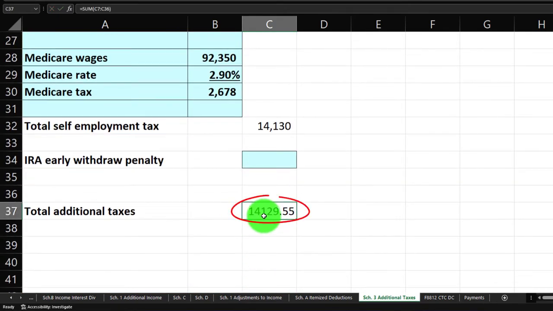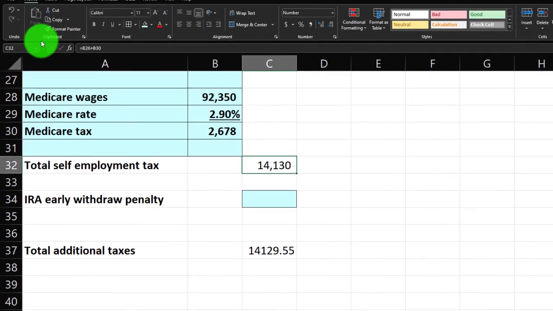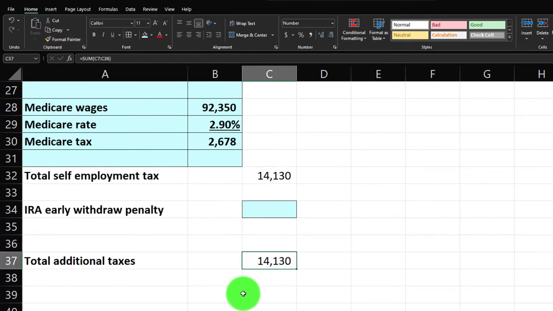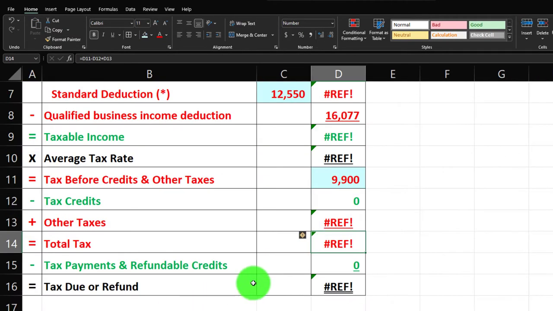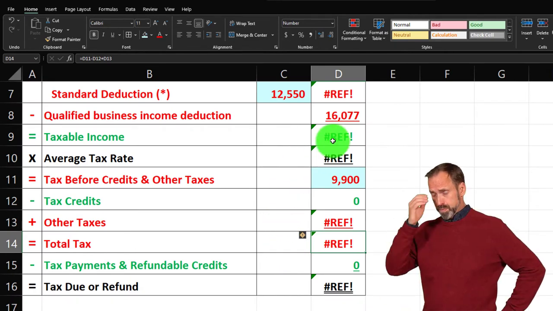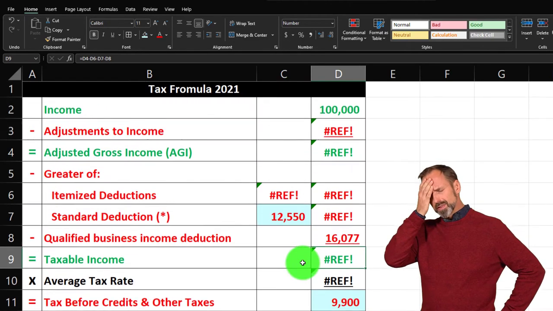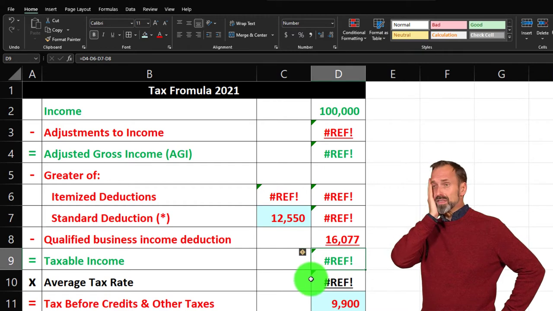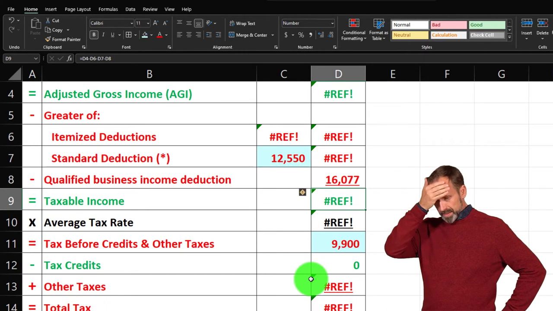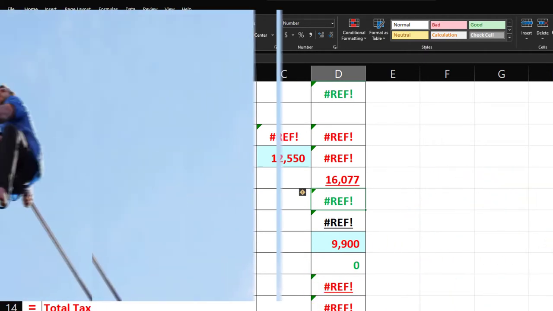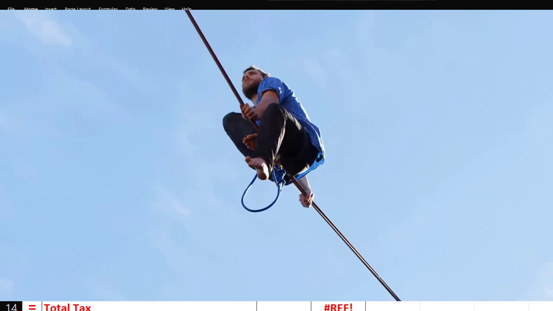So there it is. Why isn't it formatted like it should be? Let's do a formatting of it. 14,130, pulling over to page 1, but it's not going to because I totally messed up and I deleted the formula. Oh my goodness. What did I do? I know what I did. Hold on a second. I'll fix it.